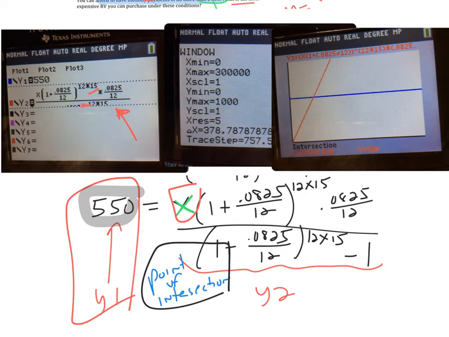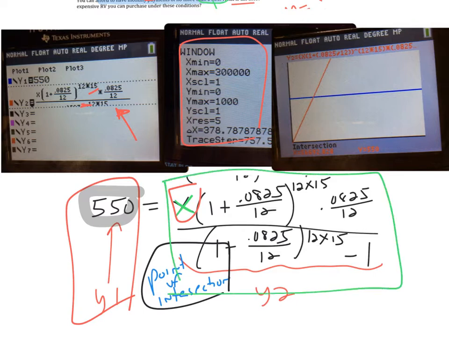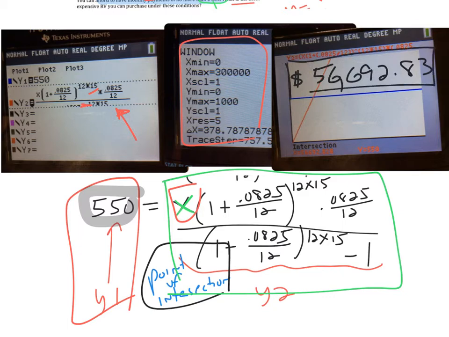Here's my viewing window that I described before, and because this side of the equation is so involved mathematically, it might take your calculator about half a minute to actually go about calculating and graphing these two lines. But here it looks like my X value, I can afford a $56,692.83 Winnebago and still be able to have these payments of being $550 a month. So there's my answer for this first one, $56,692.83.